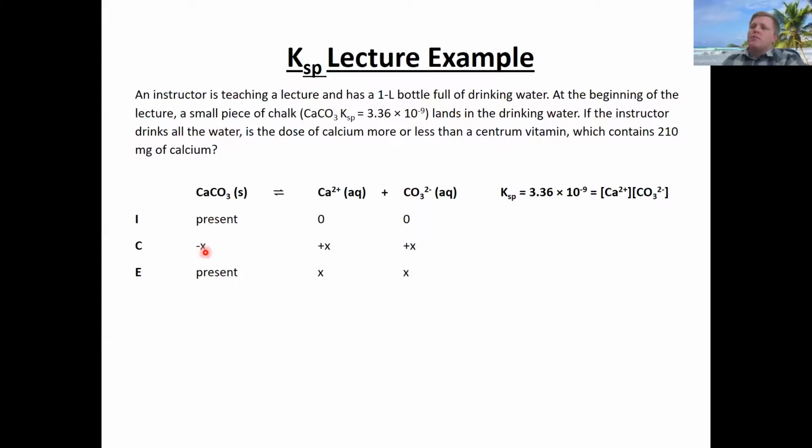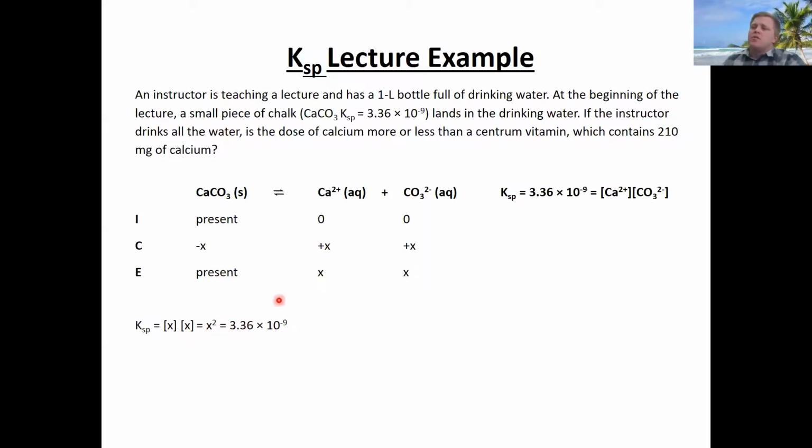So present minus x is still about present. It's about the same thing. And for calcium, 0 plus x is going to be equal to x. And for carbonate, 0 plus x is also equal to x. So now we know our equilibrium concentrations for calcium and carbonate. We can plug that into our KSP equation. So KSP is equal to x times x, which of course is equal to x squared.